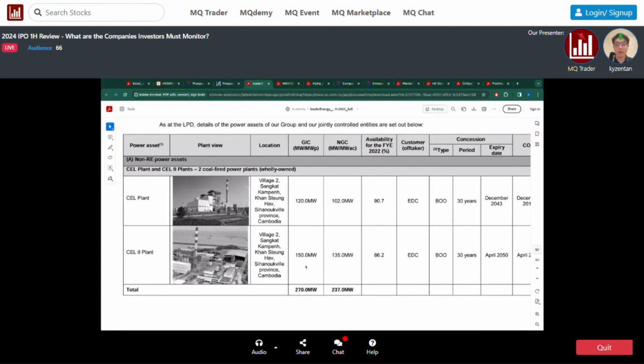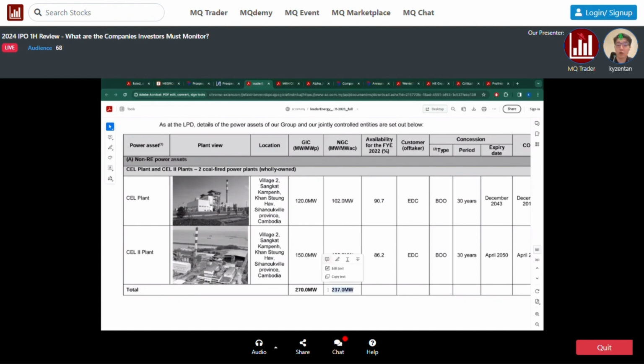And over here, back to the question of Malakoff, are they larger than Malakoff? Normally I will look at NGC, the net generated capacity. This is how much this coal-fired plant actually generated for the period. Then this is the uptime: for 24 hours, how many hours the plant operated, or whatever shift they have. Generally speaking, it's 24 hours.